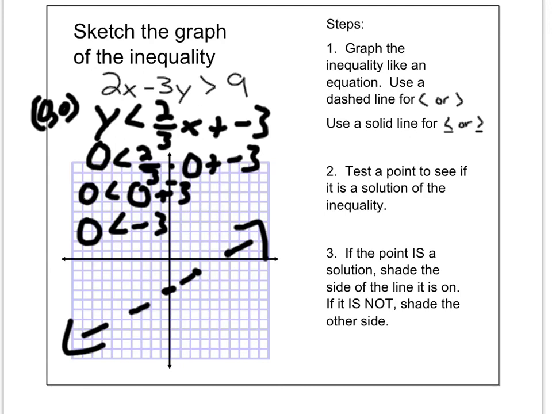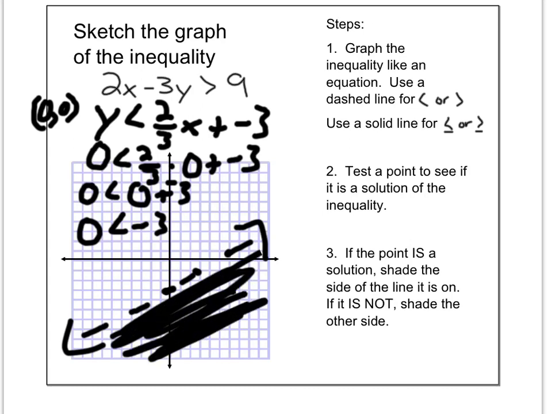So that means I need to shade away from 0, 0 because it's not a solution to this inequality. So I'm going to shade down here this time, away from the point I tested, because it was not a solution. And so here's the graph to my inequality. We got our dashed line here, and any solutions are down here. So if I picked any one of these ordered pairs and plugged it into my equation, it should work.